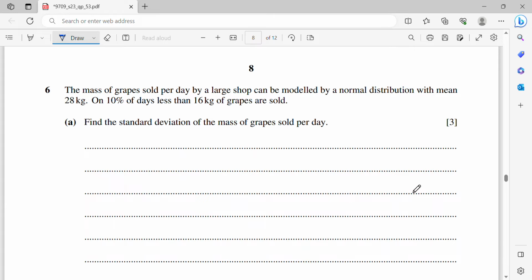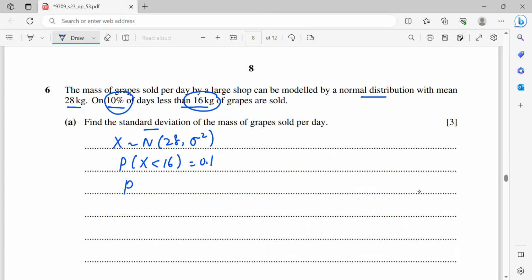Okay, now question 6. The mass of grapes sold per day by a large shop is modeled by normal distribution with mean 28 kg. On 10% of the days, less than 16 kg of grapes are sold. Find the standard deviation. So from here, I will write X is normally distributed. The mean is 28. Standard deviation, I let it be sigma. So the variance will be sigma squared. 10% it is less than 16 kg. So P(X < 16) will be 10%, 0.1.